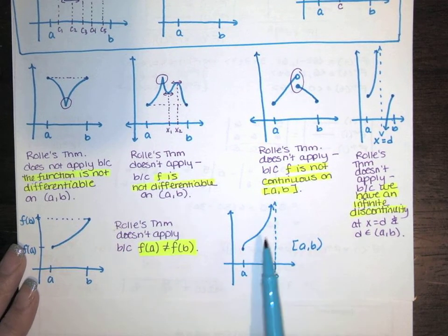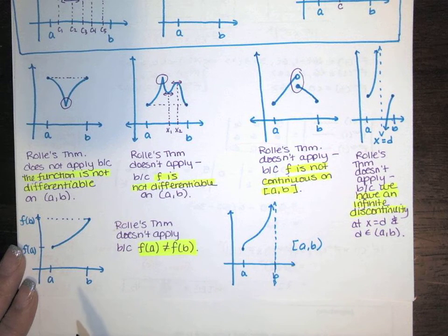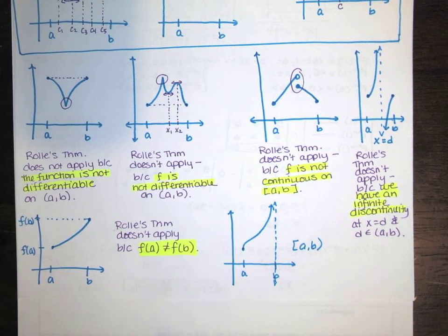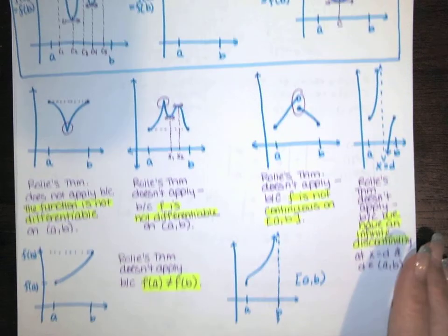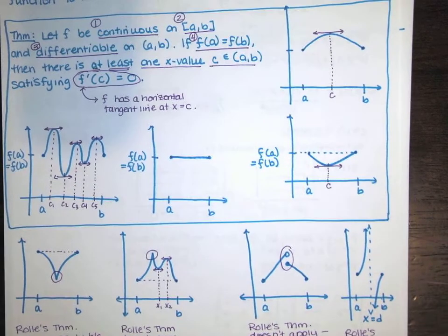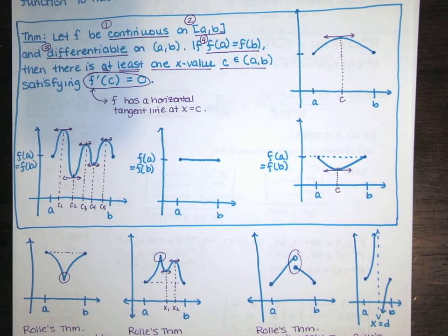The function does look differentiable though, except maybe at x equals a there might be a vertical tangent line there. Can't be sure without the equation. Okay, so that's Rolle's theorem. That's the idea of Rolle's theorem. Now most of the time you're not going to be given these pictures. You're just given a function. You're given y equals f of x.